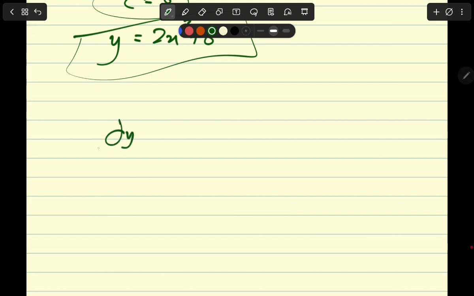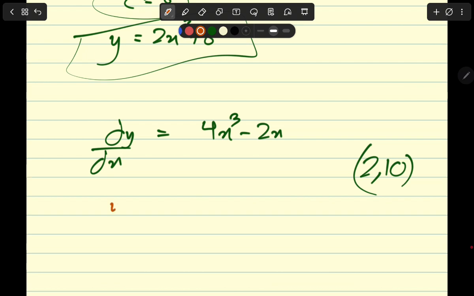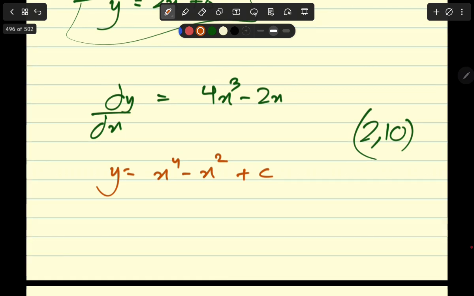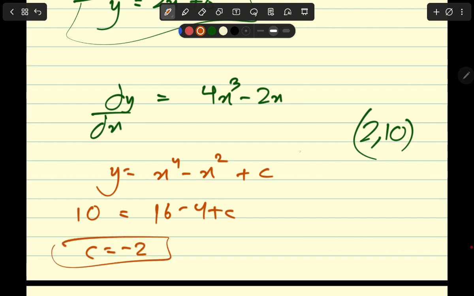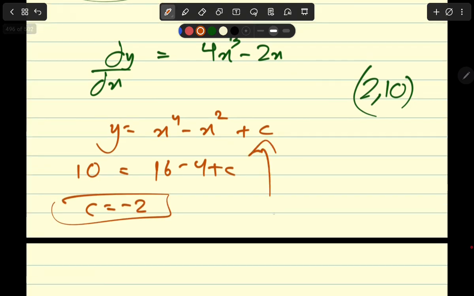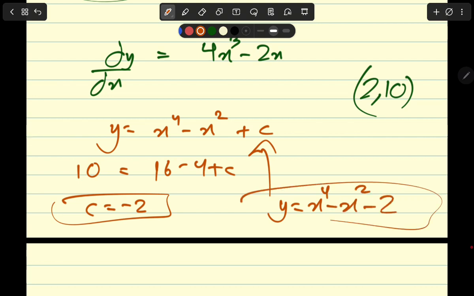Now let's do another example. Let's say that your derivative function is 4x cubed minus 2x, right? And the curve actually passes through (2, 10). So when I integrate it, I'm going to have x to the power 4 minus x squared. I'm going to do it very quickly, and then plus a constant of integration. X is 2, so 16 minus 4 plus c is equal to 10. 16 minus 4 is 12, so c is going to be equal to negative 2. So put it back in here. So this is going to become x to the power 4 minus x squared minus 2, and that's it.